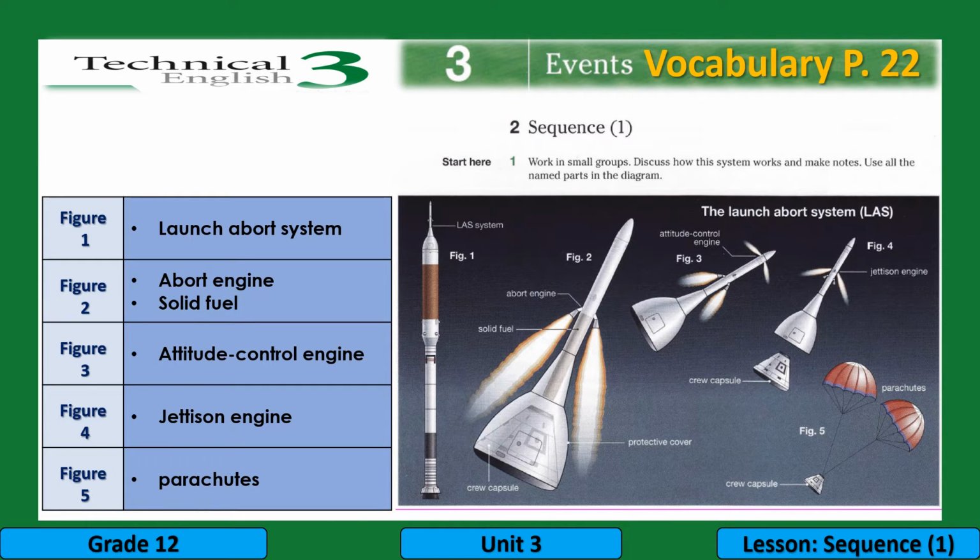Dear students, in this picture, there are 5 figures that you are going to be introduced to. So let's have a look at each one and its name. Figure number 1, this is called the launch abort system. Figure number 2 is the abort engine solid fuel. Figure number 3 is the attitude control engine. Figure number 4 is the Jettison engine, and figure number 5 is the parachutes.